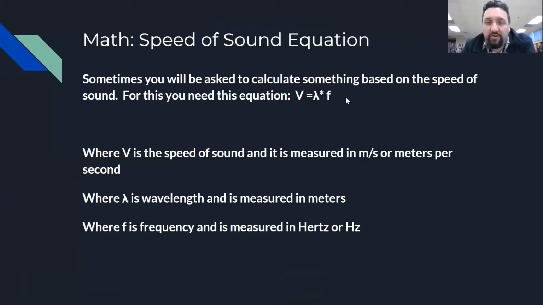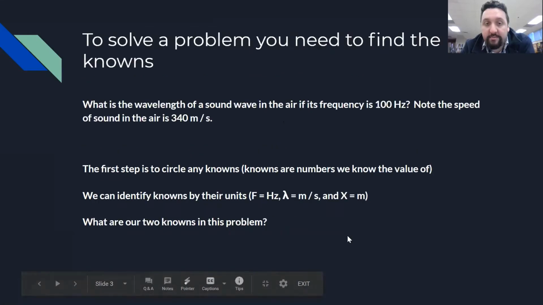The speed of sound equation is velocity is equal to wavelength times frequency. And we use this mathematically as V is equal to this wavelength symbol, called lambda, times F. V is the speed of sound, measured in meters per second. Wavelength, or lambda, is measured in meters. And frequency is measured in inverse seconds or hertz.